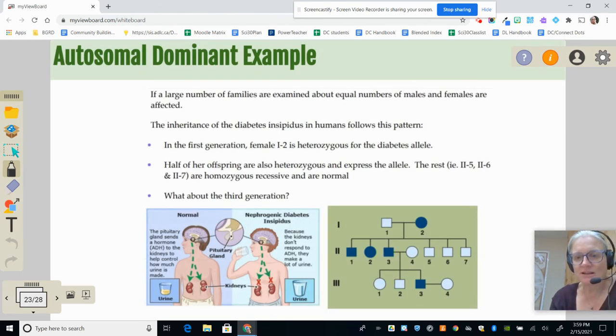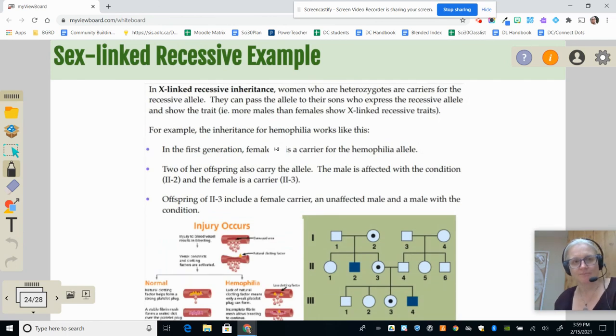In an autosomal dominant example, you're going to see that trait show up in every generation because it is a dominant trait. So it's going to keep showing up during that pedigree. Now, a sex-linked recessive example.